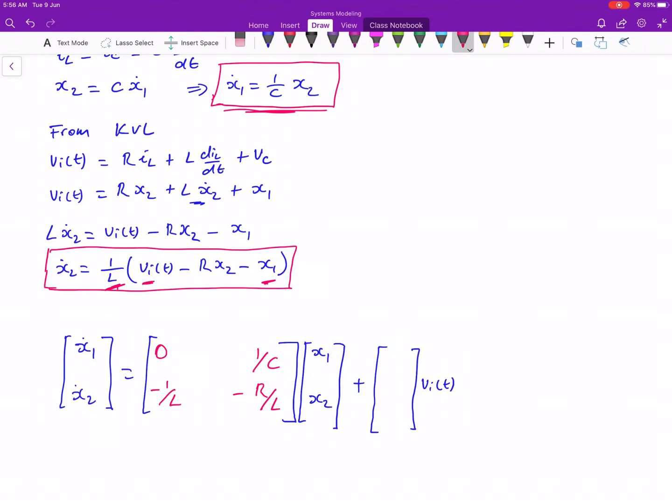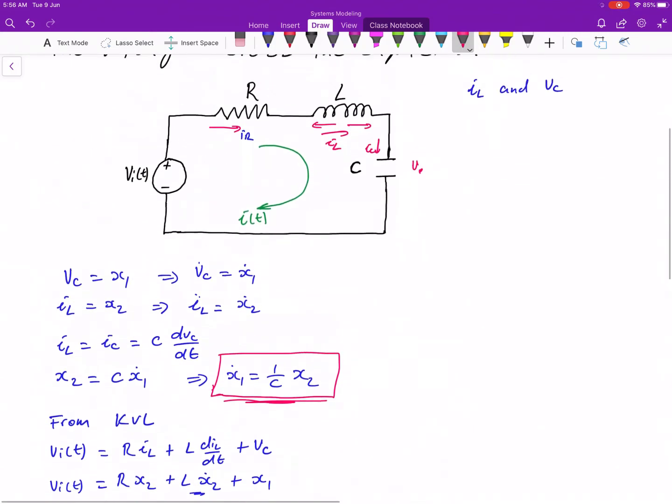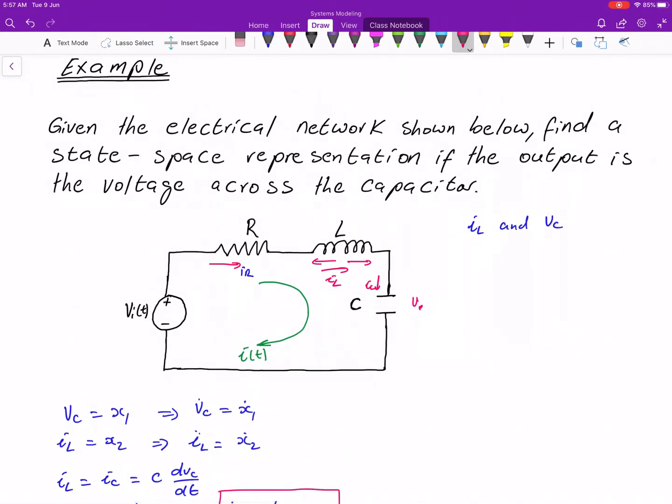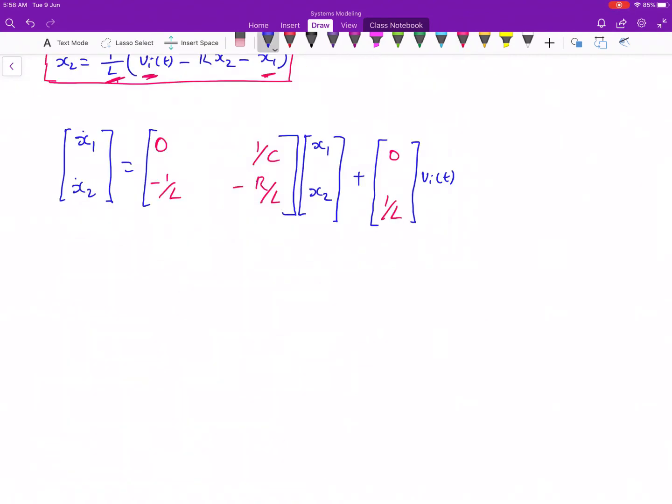And we have also our input voltage, which will be at x1 is 0, and here we have 1 over L. And we were asked the output voltage. It says that the output voltage across the capacitor should be our output. Okay? So our output Y is equal to something, and our state variable is x1, x2.